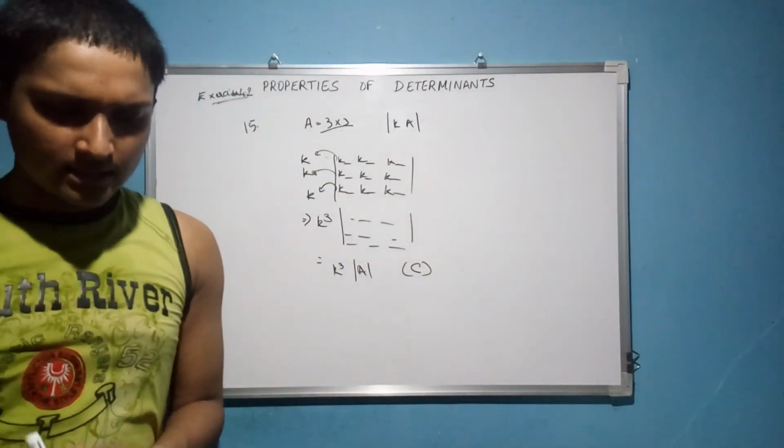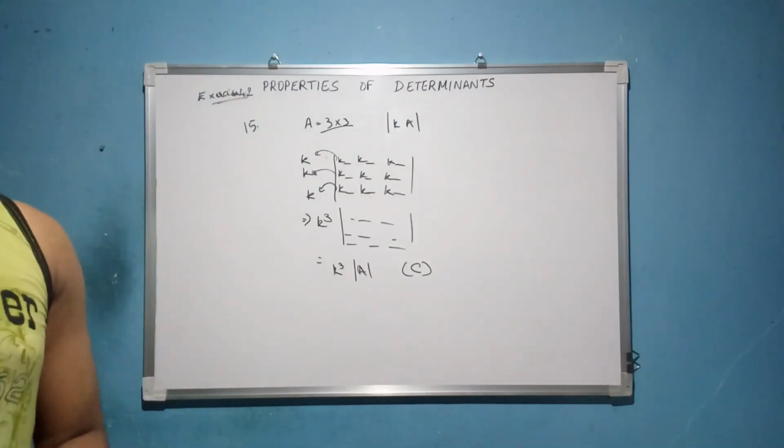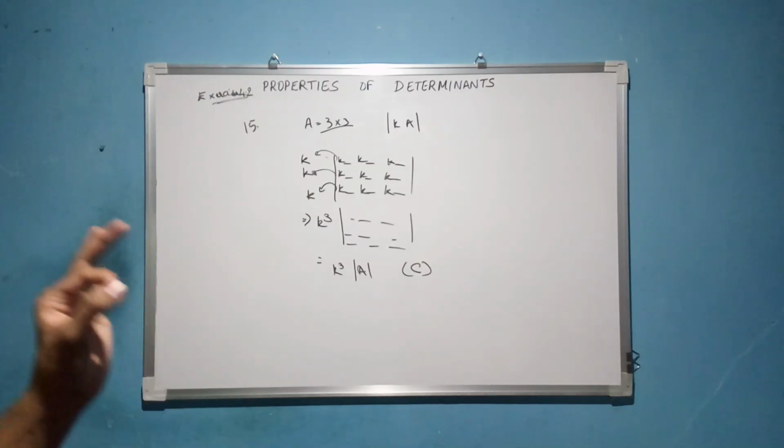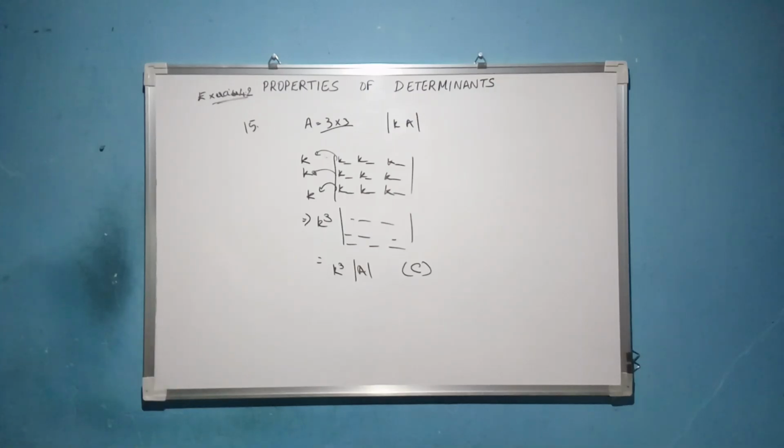Okay. Next, we'll go to the 16th question. The 16th question is just about reading. So, which of the following is correct? A. Determinant is a square matrix. Determinant is a number, not a square matrix. Therefore, it is wrong.